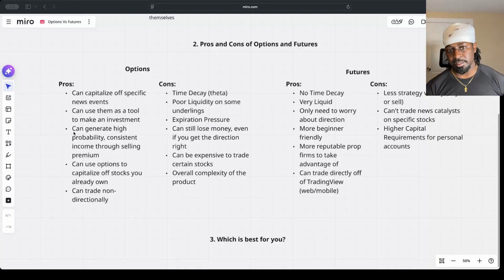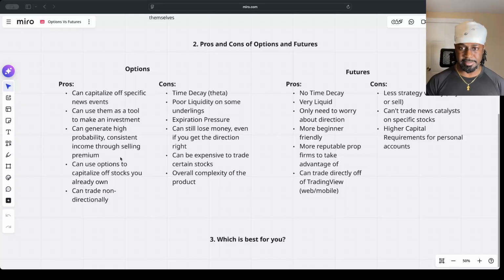Number three, another pro, you can generate high probability consistent income through selling option premium. So let's just say you have at least 100 shares of a stock. You could run a strategy, literally a can't lose strategy. Search it up yourself. I'm not making this up. You can run a strategy on your stocks rather, called a covered call. A covered call is just when you sell an out of the money call option, hope that it expires worthless. Again, you'll be able to keep that premium.